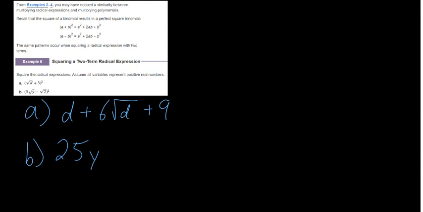And it's going to be minus 2ab. So 2 times 5 on the square root of y is 10 on the square root of y. And then 10 on the square root of y times the square root of 2 is 10 on the square root of 2y. So 10 on the square root of 2y. And then lastly, that should be a minus sign there. And then lastly, we do b squared. So what is the square root of 2 squared? Well, that's just going to be 2.